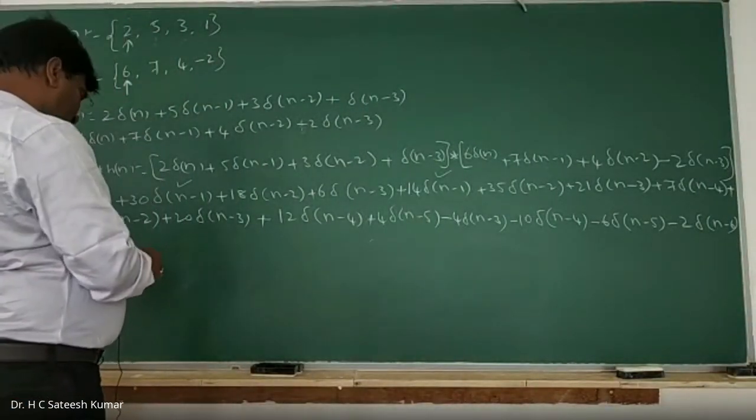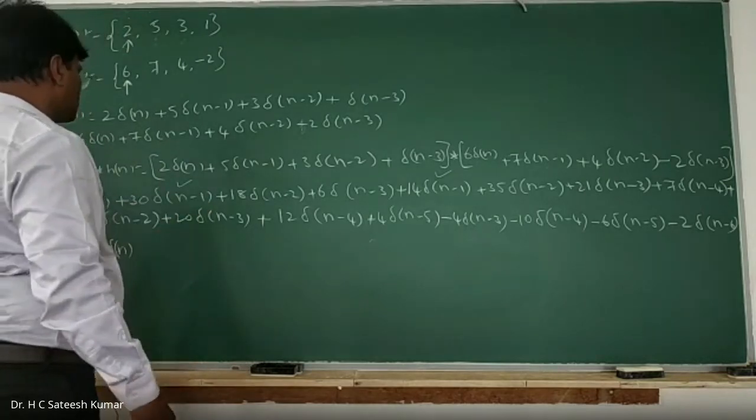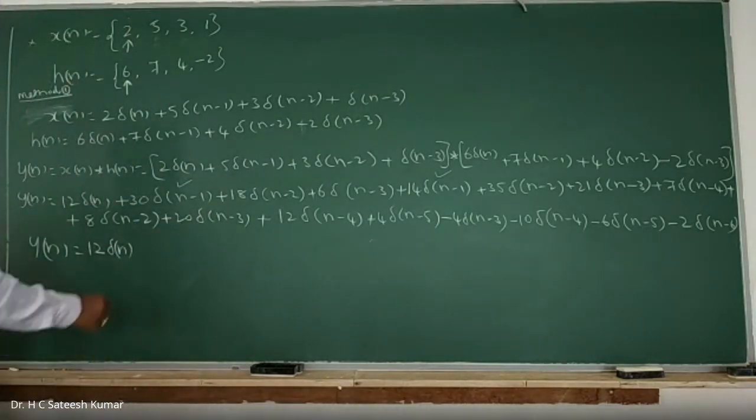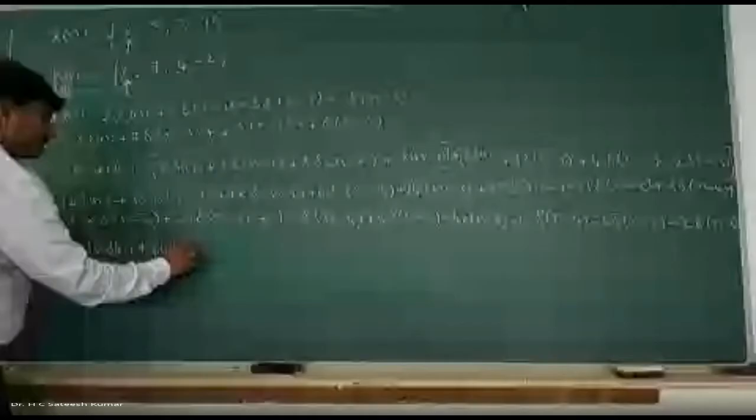How many are there? So totally how much? 30 delta of n minus 1, 14 delta of n minus 1. 30 plus 14, that is 44. Plus 44 delta of n minus 1.